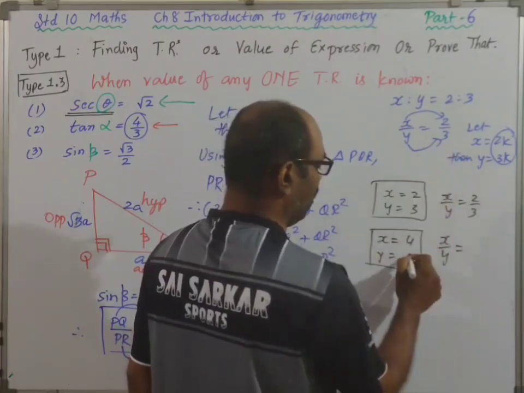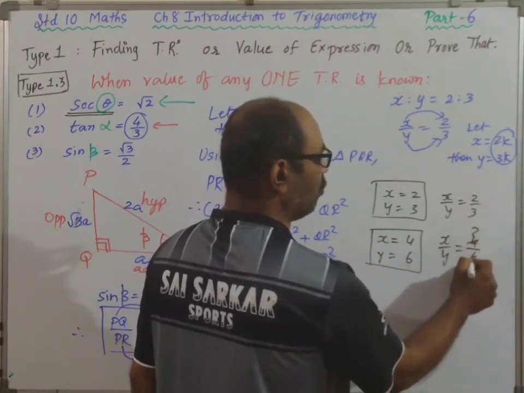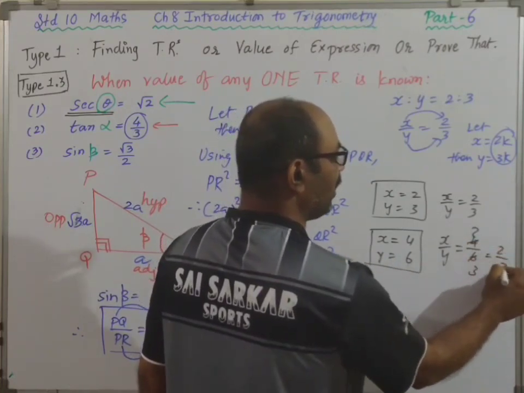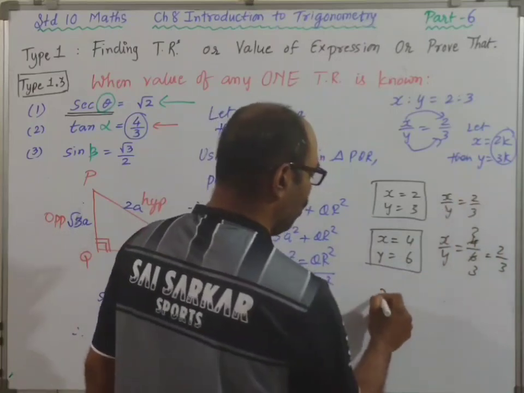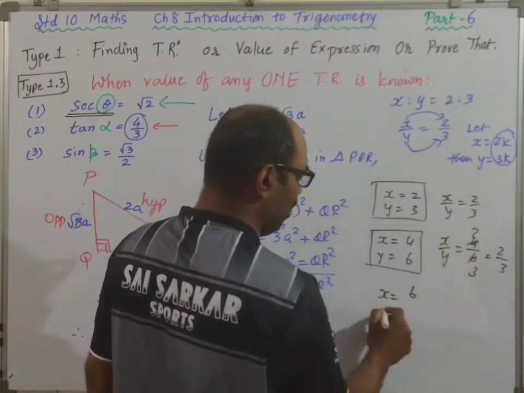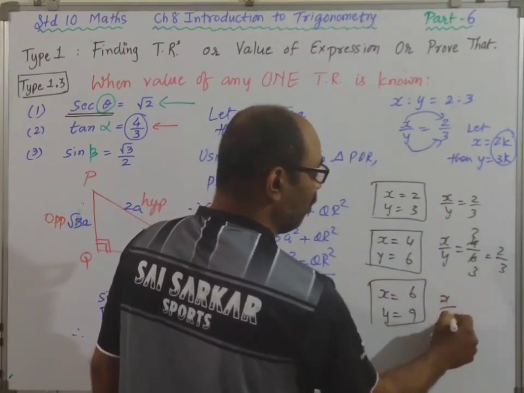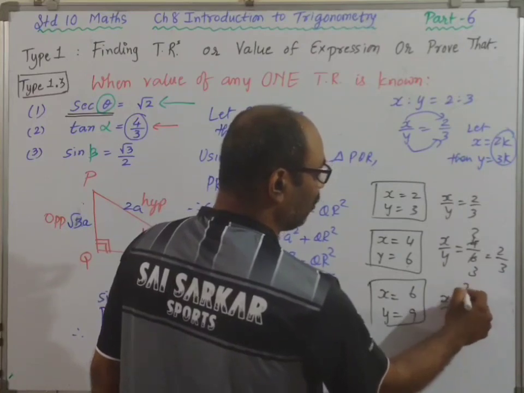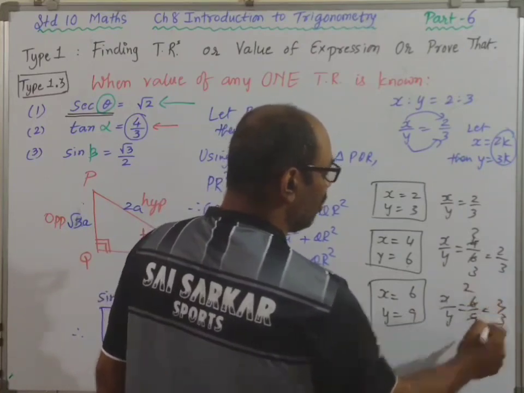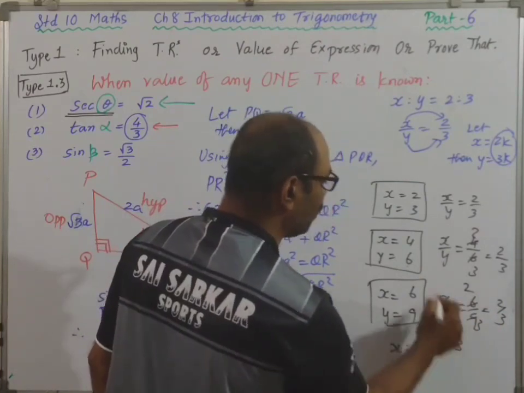Second multiple of 3 is 6. So x upon y will be 4 upon 6. 2 2s are 4, 2 3s are 6. So still the ratio is 2 upon 3 only. Third multiple of 2 is 6 and third multiple of 3 is 9. So I take that value. Still x upon y is equal to 6 upon 9. 3 2s are 6 and 3 3s are 9. The ratio is same. So x is to y is 2 is to 3.